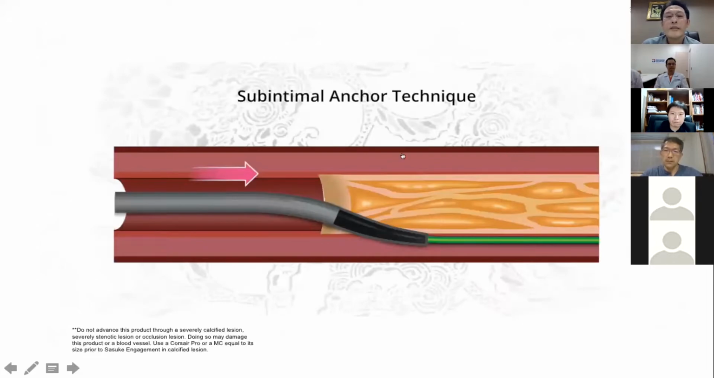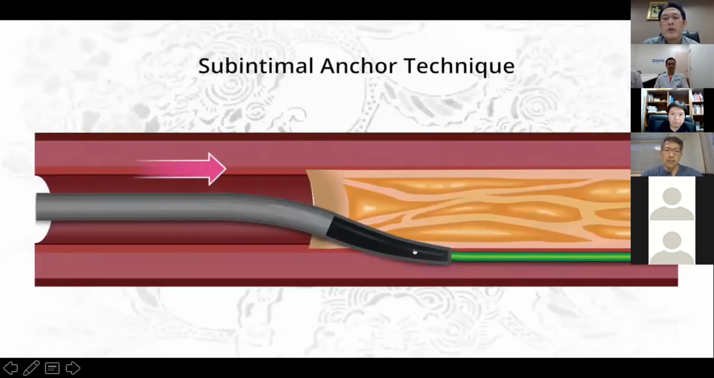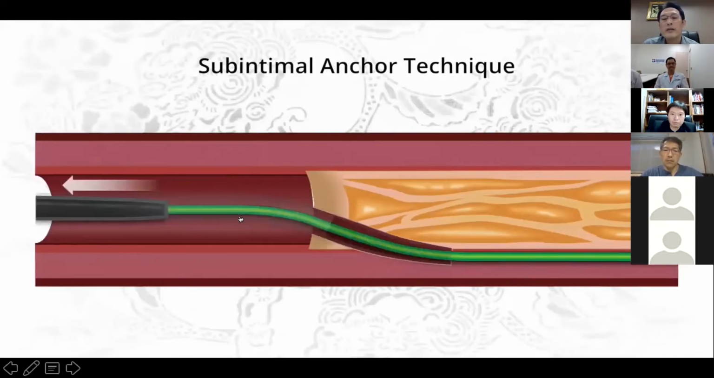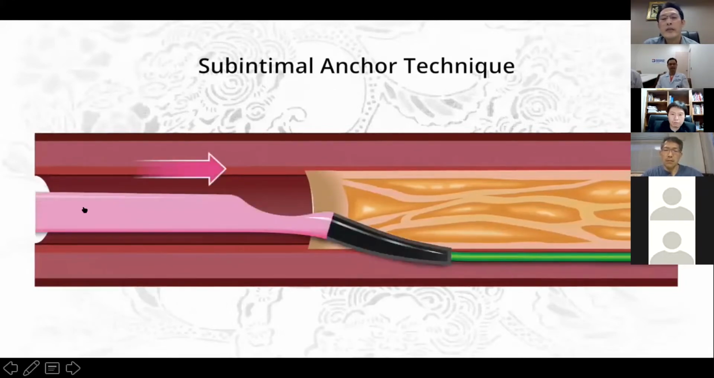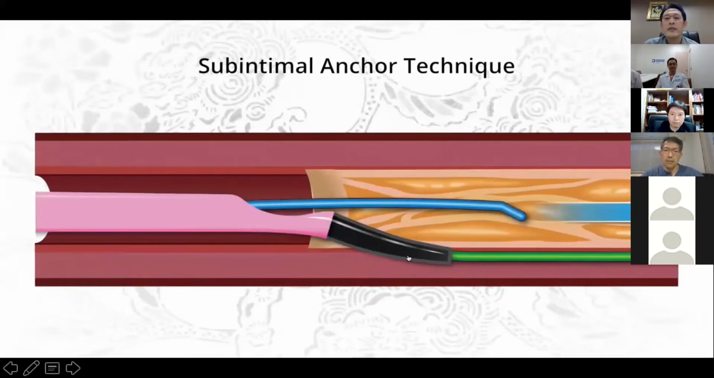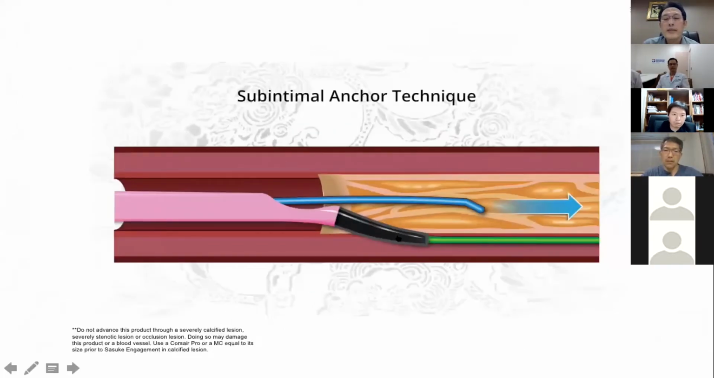And this is how to do the subintimal anchoring technique. When your first wire with a single lumen catheter has crossed into the subintimal space, you can change to the Sasuke and put it inside the CTO lesion, and then use it as an anchor to support the CTO wire in the OTW port to cross the lesion.